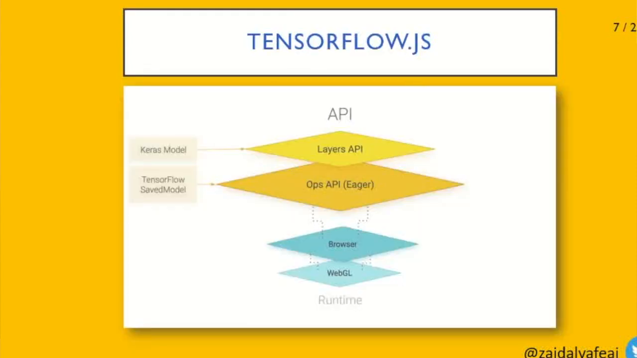So here is the basic structure of TensorFlow.js. There are what we call the layers API and the operation APIs. The layers API is just like Keras. You can create layers, and you can compile the model. The operation APIs allow you to do operations like multiplication, addition, and subtraction. You can run this directly in the browser, and it will use WebGL to run on the GPU. For instance, this is like a Keras model.